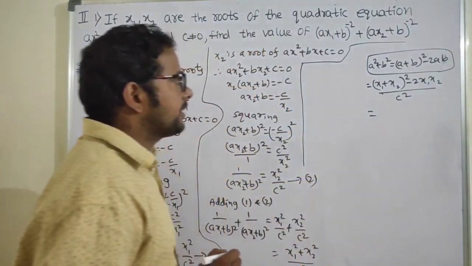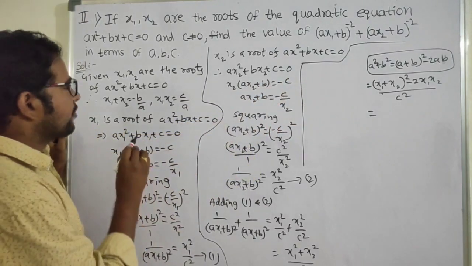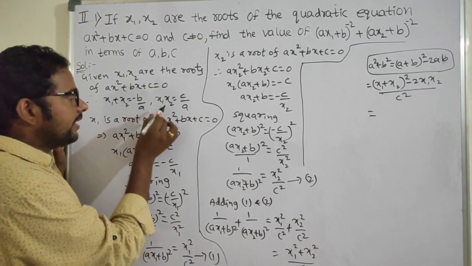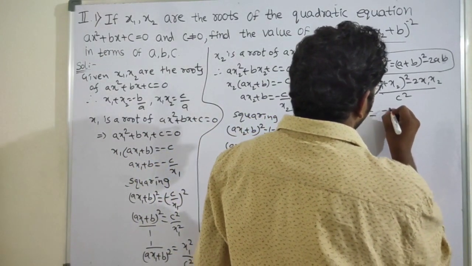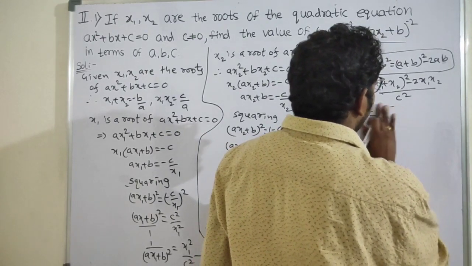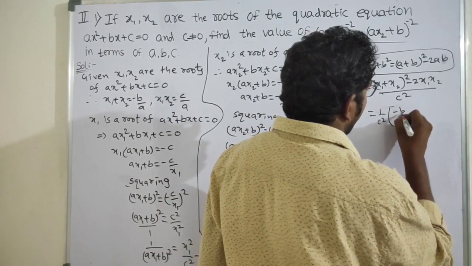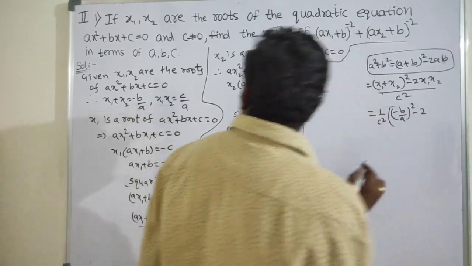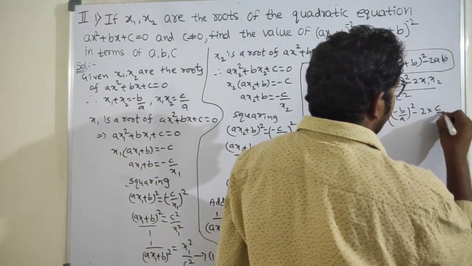Now substitute the values of x1 plus x2 and x1x2. What is the value of x1 plus x2? Minus b by a. And x1x2 is c by a. Substitute minus b by a whole square. Take out 1 by c square outside. Minus b by a whole square minus 2 into x1x2, which is c by a, 2 into c by a.